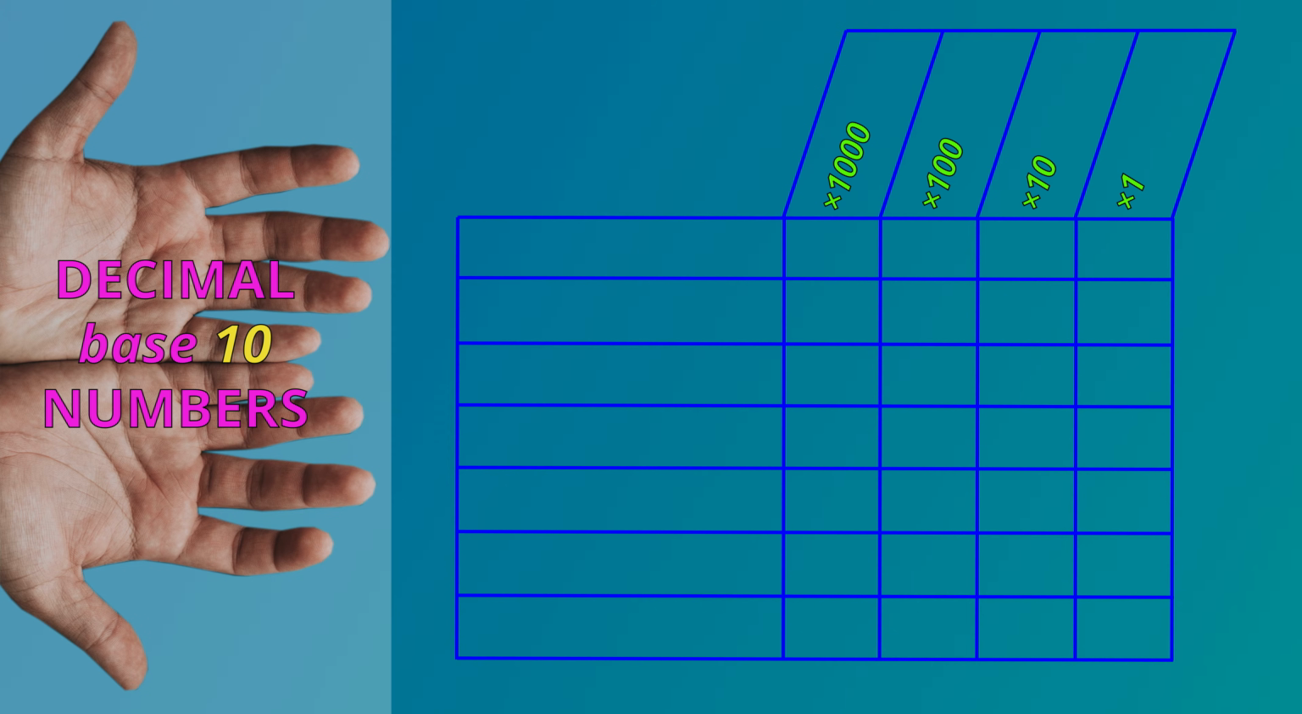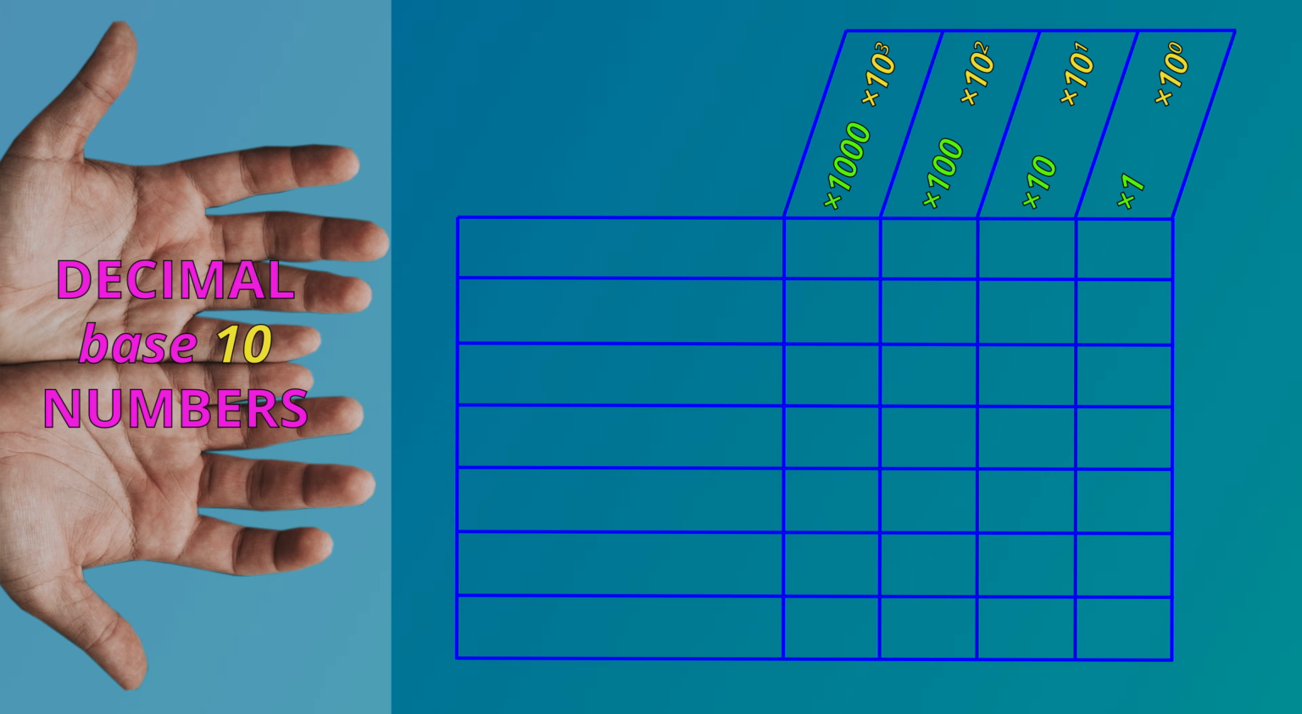Another way of considering the value of each column is to write them with 10 as the base number and with exponents. 1000 is 10 cubed, or 10 to the exponent of 3. 100 is 10 squared, or 10 to the exponent of 2. 10 is 10 to the exponent of 1, and 1 is 10 to the exponent of 0.